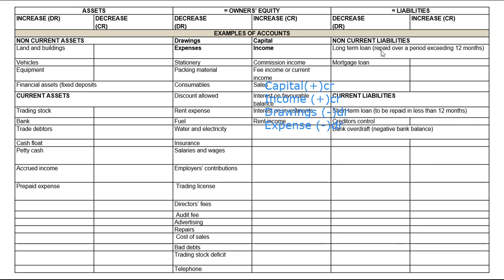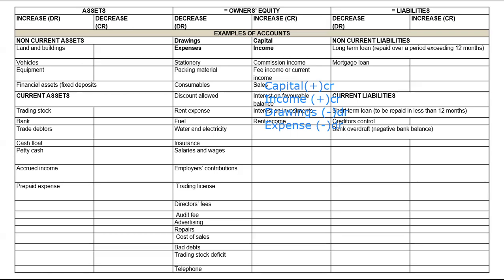Note that under liabilities, we've got long-term loan, mortgage loan, then we've got short-term loan, creditors control, and bank overdraft. Liabilities represents the people that we owe. Expenses, these are the costs that we incur to run the business, daily costs we incur to run the business. Income is what we earn. For now, income for grade 9 is basically what we receive from the services we provided or from selling.